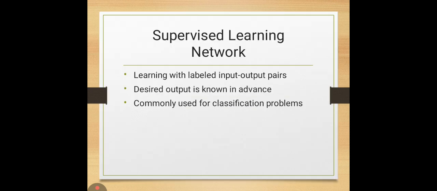So first we are going to discuss the supervised learning network. First, let us understand supervised learning. In supervised learning, learning takes place using labeled input-output pairs. The desired output is already known, so the network learns by comparing its output with the target output. Supervised learning networks are commonly used for classification problems such as yes or no decisions or class labeling.